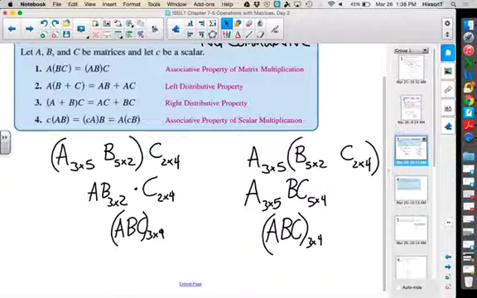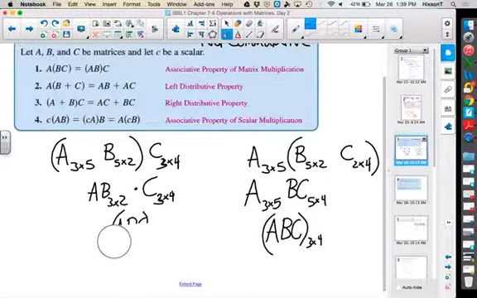Now, this isn't a proof of it. I'm just showing you that our dimensions would stay consistent. One question you might have is, what if the dimensions don't work out? Well, then no matter how you do it, the dimensions won't work out. For example, let's say C was a 3 by 4 matrix.